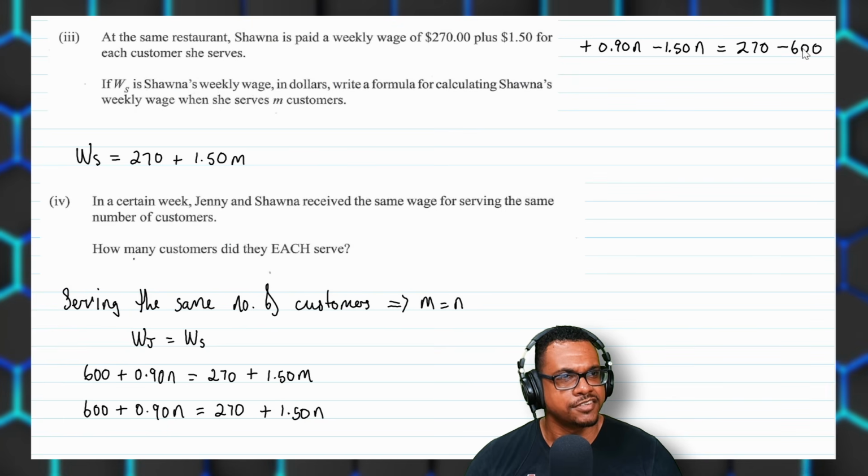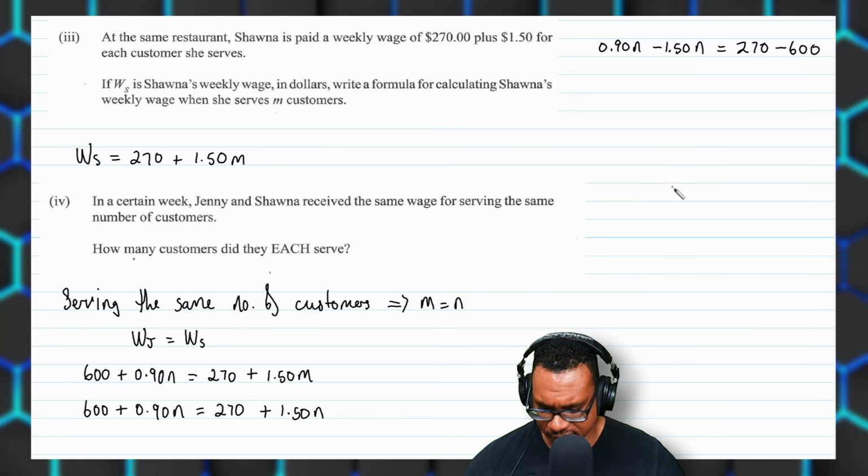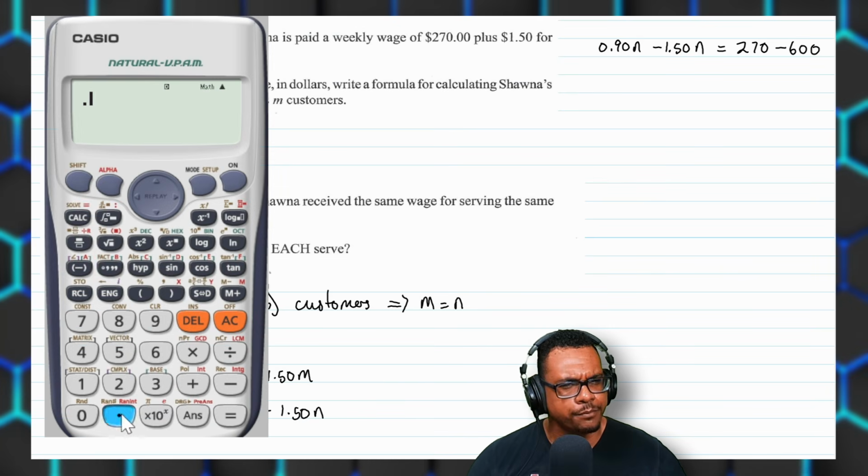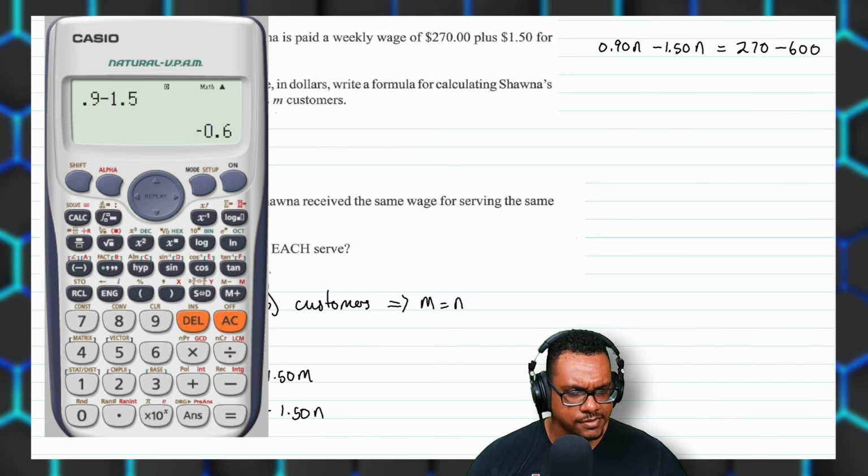And we have the negative 600 here. Now, because there's nothing in front of the 0.9, I remove the positive sign because it's understood to be there. So now we have to work out 0.9 take away 1.5. So we can work that on the calculator. So I'll have 0.9 take away 1.5, and we get negative 0.6.